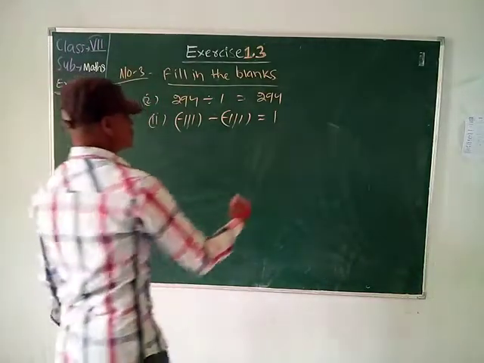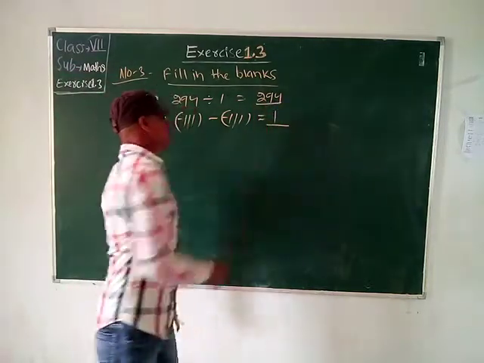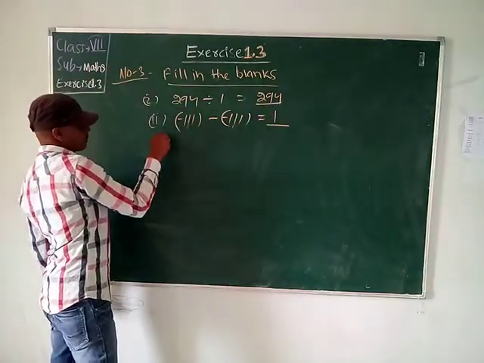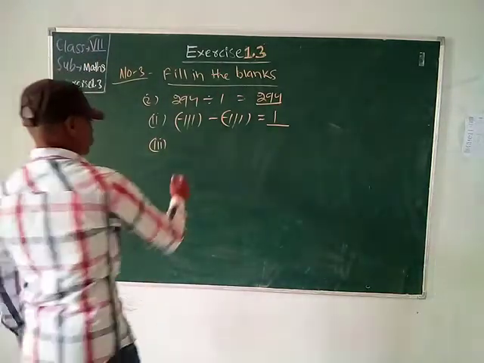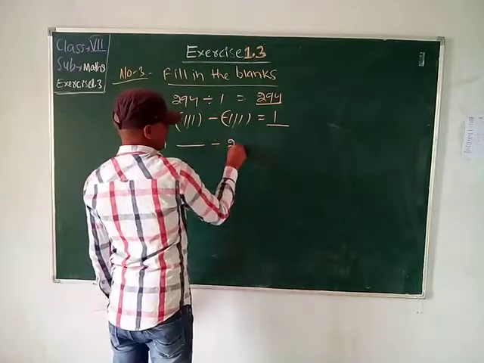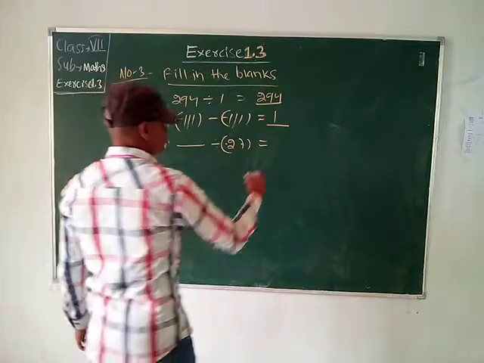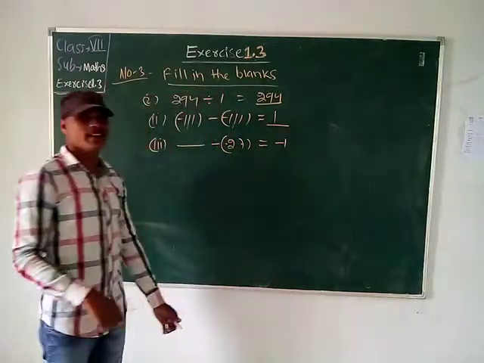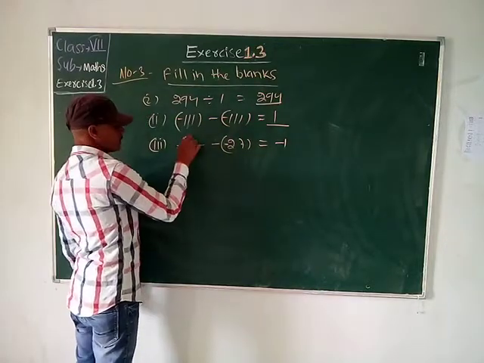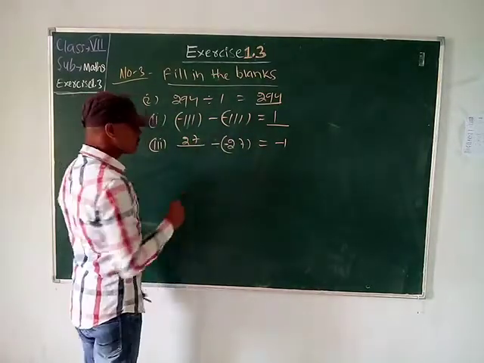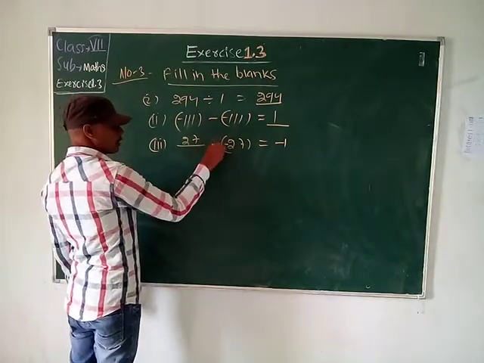Now the third bit. Blank divided by minus 27 equal to minus 1. Think which number divided by 27 gives minus 1. The same number itself, so here we write 27, because 27 divided by 27 equal to 1. Plus divided by minus equal to minus.